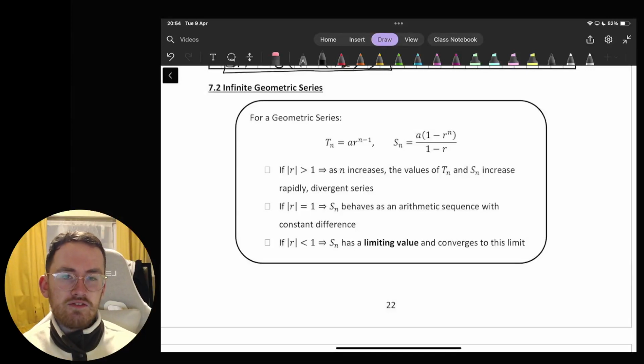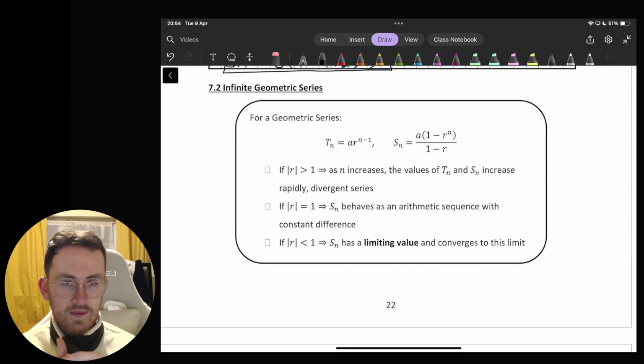Okay, so we were just looking at finite geometric series in the previous video, so if you haven't watched that one, I would go watch that one first. And now we're going to look at what we consider an infinite geometric series, or kind of a sum to infinity. So a little bit of a recap there on geometric sequence and geometric series.